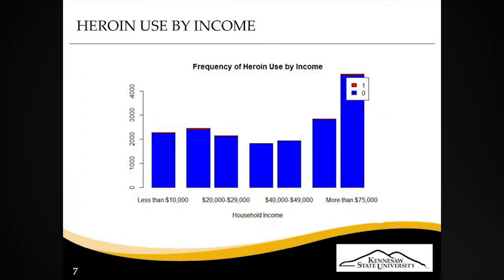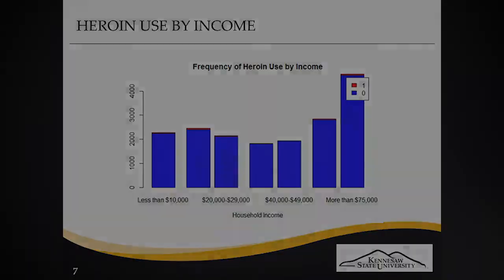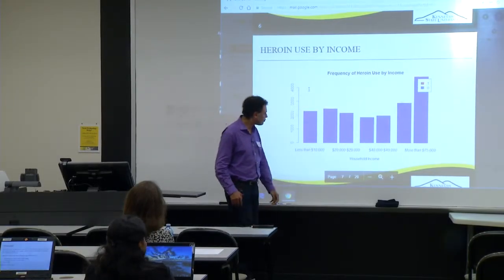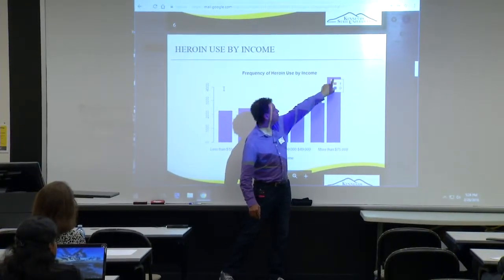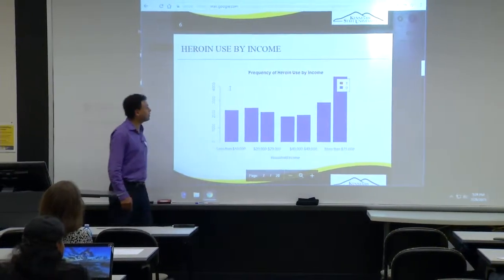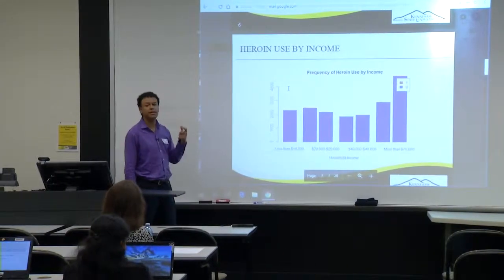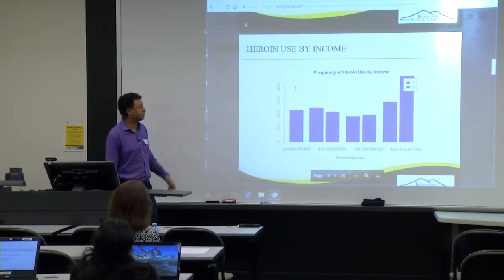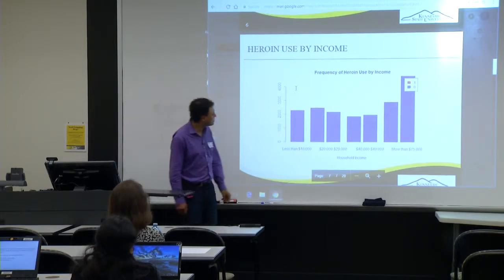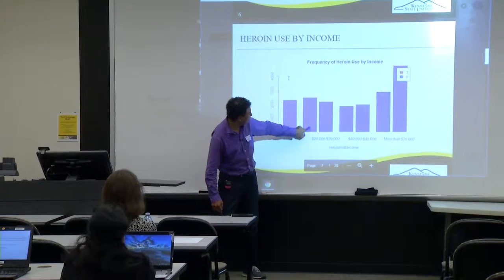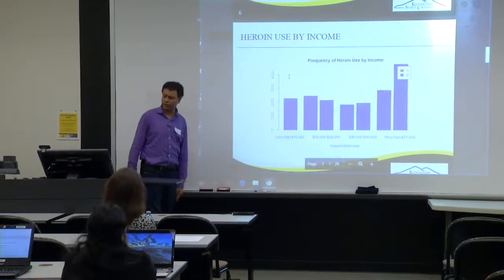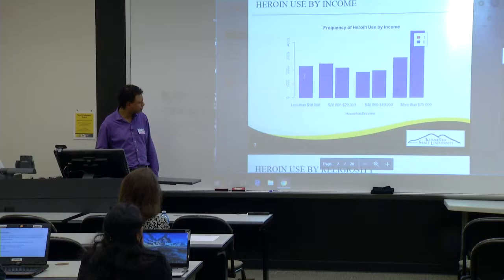And then I looked at the income levels. Almost everybody in the data set had reported some statistics about their income levels. And so we could see that in this demographic of more than $75,000, there's a higher proportion of people who are using heroin. The red is those individuals who have, and the blue is those who have not. And then we also see a somewhat high proportion in those individuals on the low end of the $20,000 to $30,000 range.